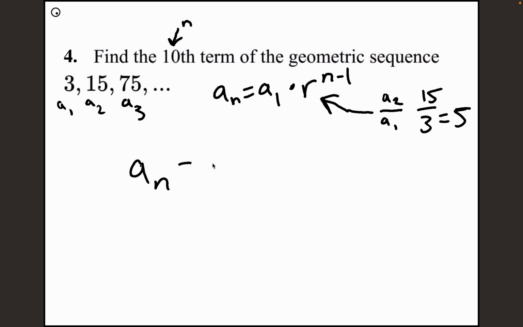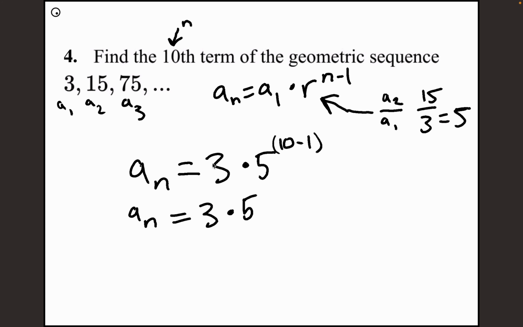So we have AN equals, our A1 is going to be 3. So 3 times R, which is 5, to the power of n minus 1. That n is going to be 10. So 10 minus 1. All right, let's go ahead and simplify. We got to do our exponents first. We got to do that 10 minus 1. We can put parentheses so we know that we got to do it first. So 3 times 5 to the power of 9. And in your calculator, you can put 5 to the power of 9.